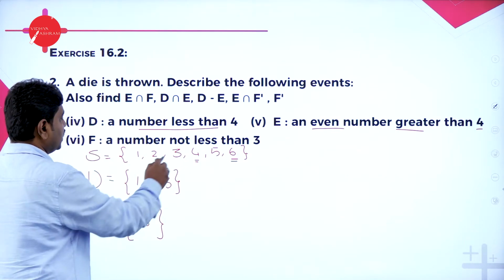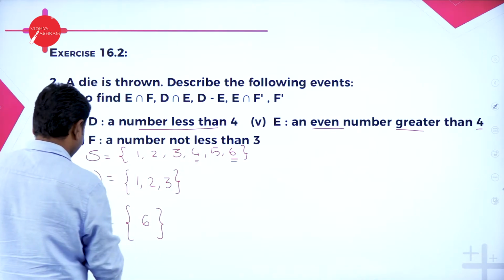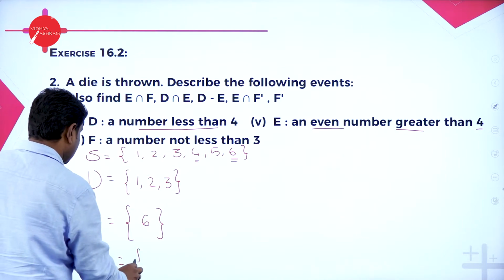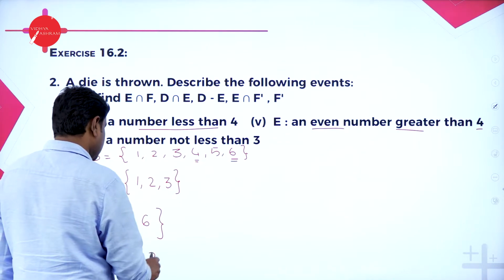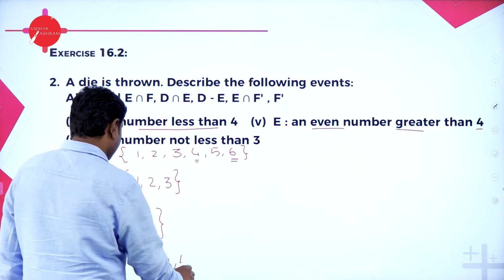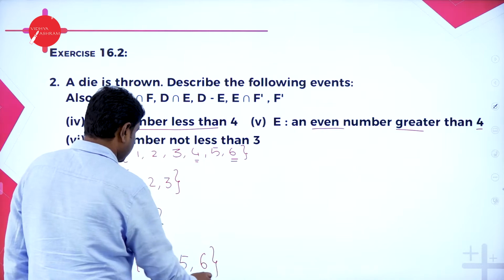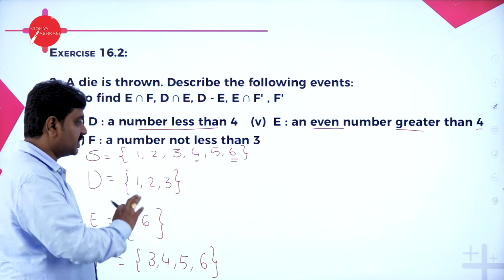Then event F, a number not less than 3. It should not be less than 3. 3 is not less than 3. So 3, 4, 5, 6, including 3. These are the numbers not less than 3.